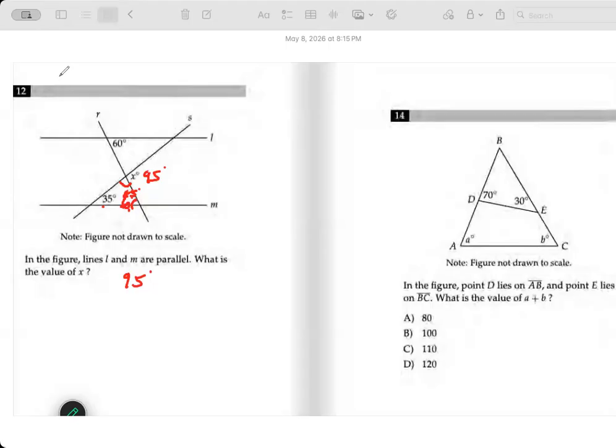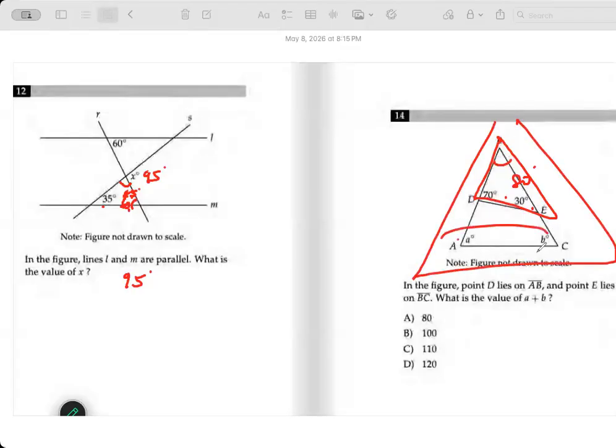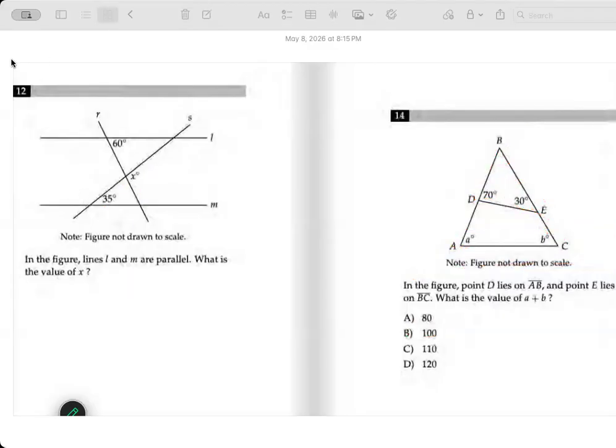Dhruv, yeah. Okay. And the next one: point D lies on AB, E lies on BC. What is the value of A plus B? You can find this. 70 plus 30. This is a triangle, right? So that's 80. This one is as well a triangle. So 80 plus A plus B should amount to 100. It's an easy one. Okay, now let's go for a little more complicated ones.